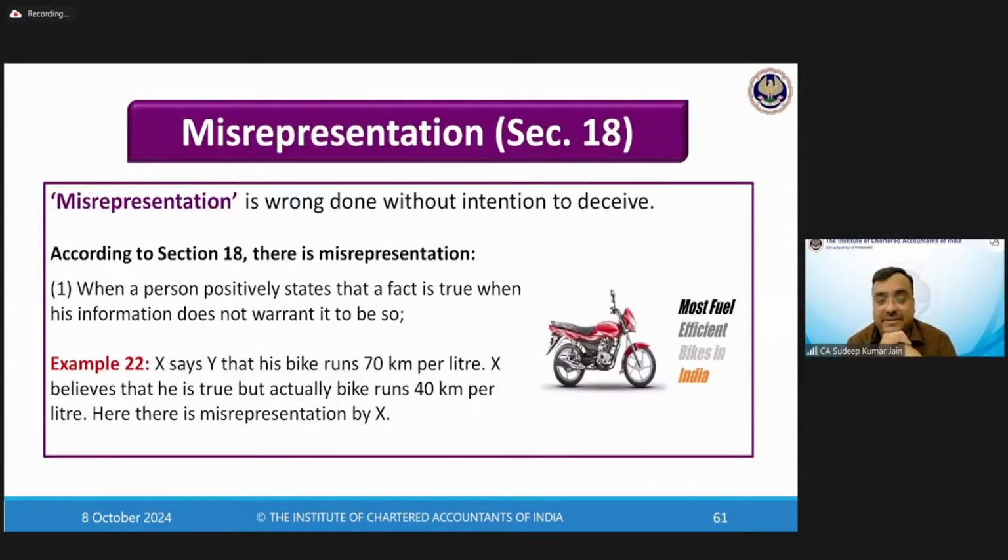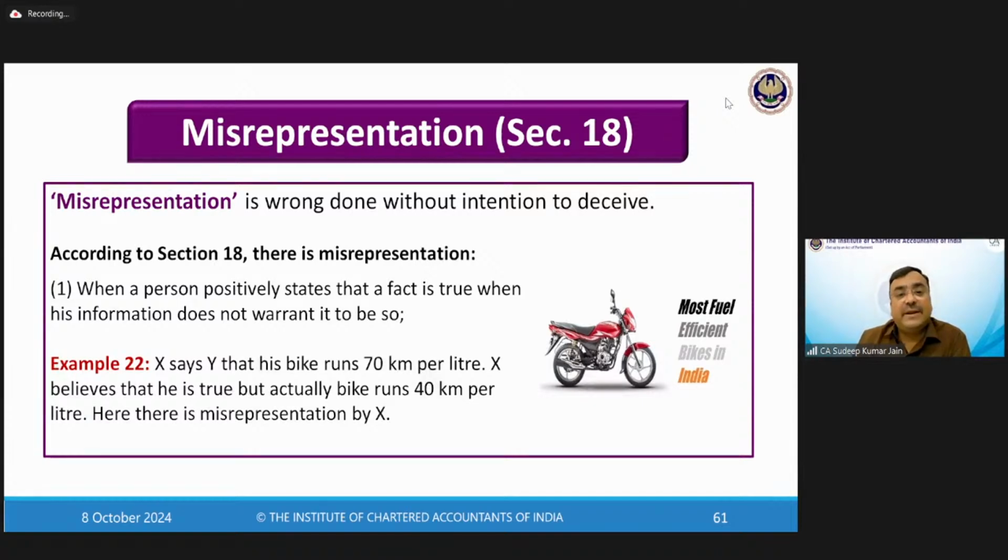Now, misrepresentation. This is again a false statement, but genuinely. आपको पता नहीं था, आप झूठ बोल रहे हो. Misrepresentation, section number 18, is a wrong done without intention to deceive. In fraud, you know you are making a false statement, but in misrepresentation, you don't know, you don't have the idea that you are making a false statement.